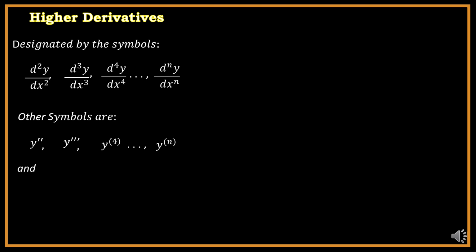And in terms of functions of x, the second derivative is f of x double prime, the third derivative is f of x triple prime, the fourth derivative is f of x to the fourth, and the nth derivative is f of x raised to n.